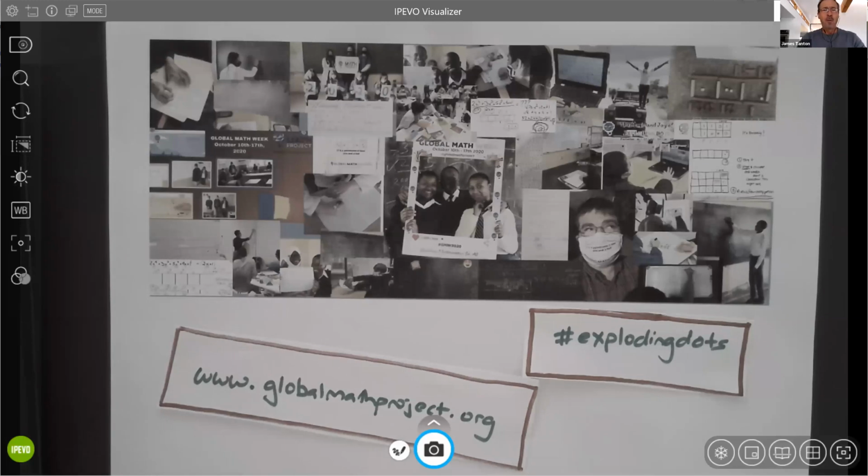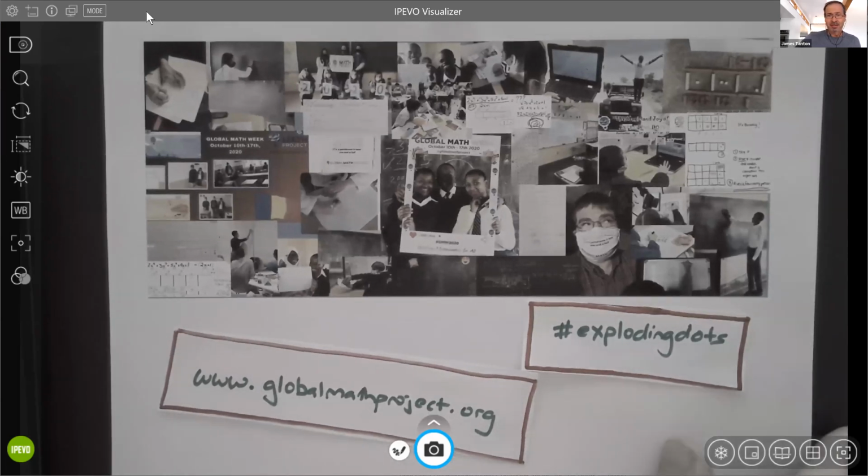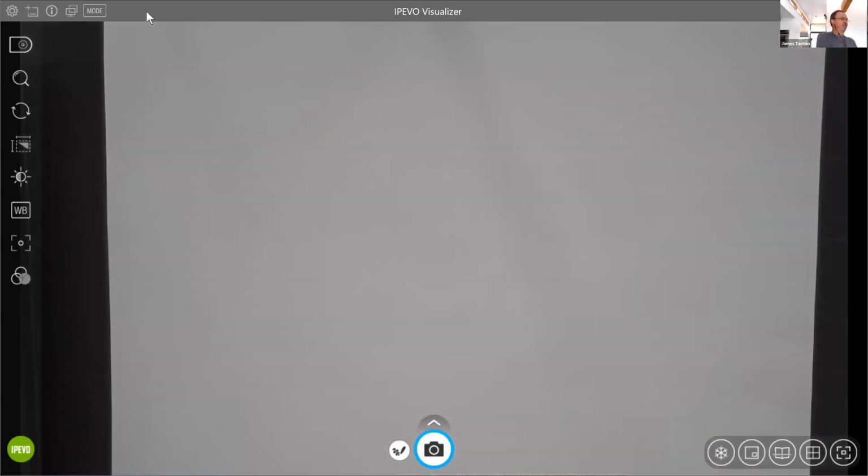I'll share the screen to get ready for lesson number 5 of Exploding Dots, which is going to be about division. Here it is. Hopefully you're seeing my screen. And here's a whole collage of photographs and activities from around the world from last week, people doing Exploding Dots. To see the full experience, just go to globalmathproject.org. But here comes division today.